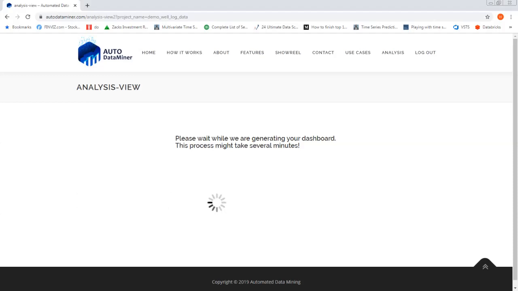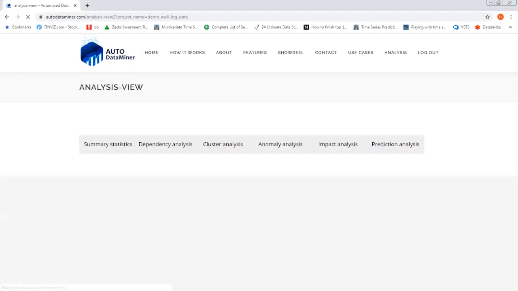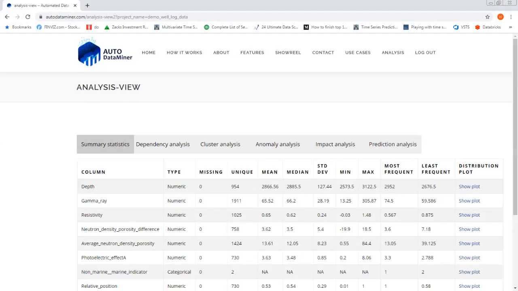Another option while the system is working to generate this dashboard is to just close it, do your other stuff, then return and click on the analysis link, and you'll see it when the system has generated the dashboard.